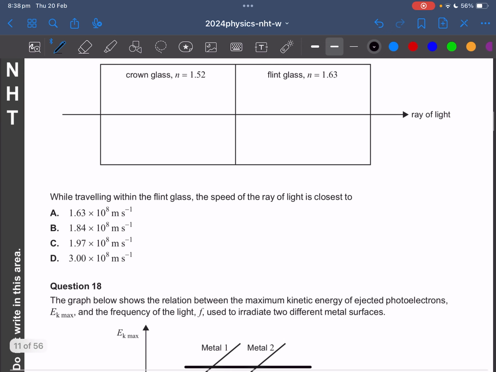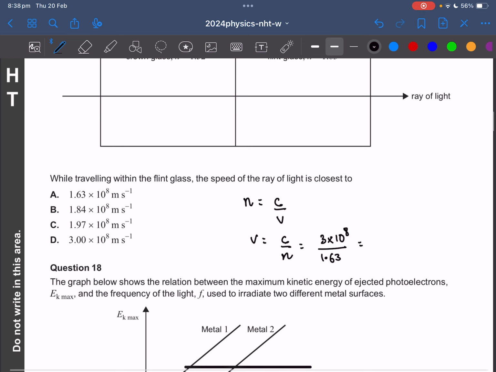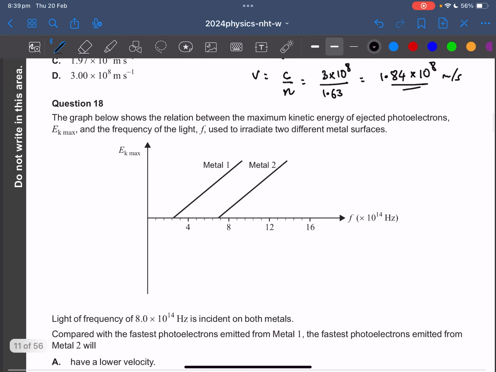Okay, so in this case, we can use the formula that n equals c on v. So our v is equal to c on n. That will be 3 times 10 to the power of 8 divided by n, which is 1.63. Let's just put this on the calculator. 3 times 10 to the power of 8 on 1.63. That is giving 1.84 times 10 to the power of 8 meters per second, of course. So option B.